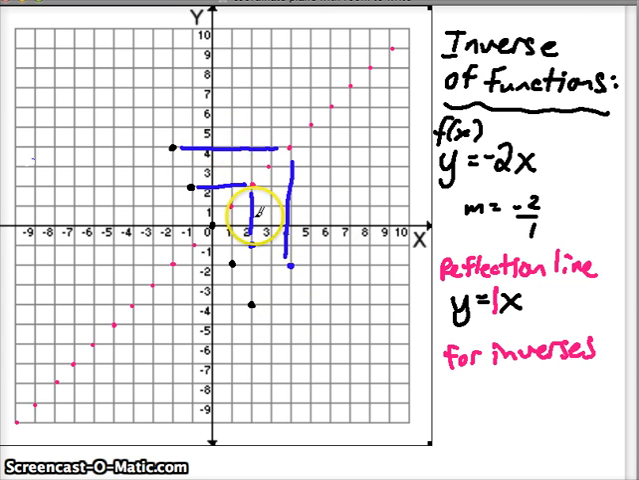So let's keep going, maybe one more here. Let's talk about this point down here. What's its reflection? So if I'm 1, 2, 3 away from that line rise-wise, and let's reflect it and talk about the run, 1, 2, 3 this way. So then that ends up being my reflection.